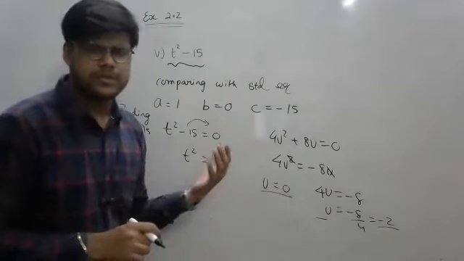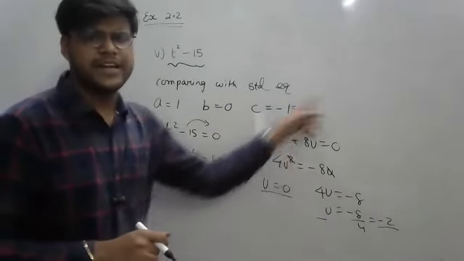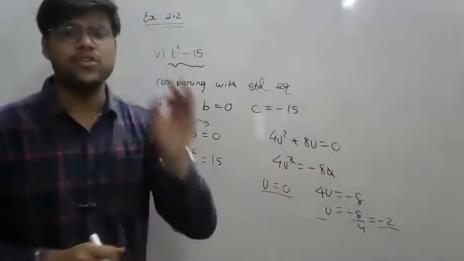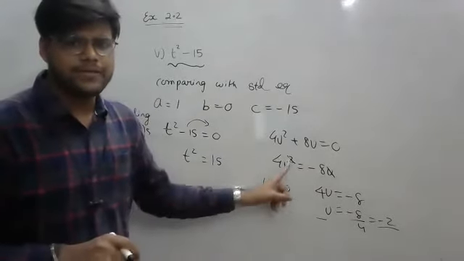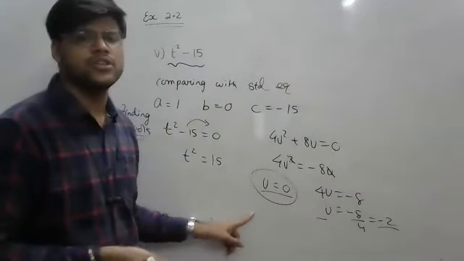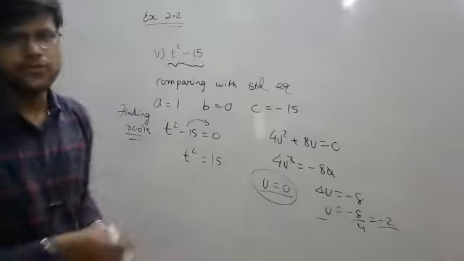If you understood the previous topic, great. 4u square plus 8u. What I am doing, instead of taking common, I am sending 8u to the right hand side. Now when I cancel one u, whenever you cancel a variable, cancelling a number will not be a problem. But whenever you cancel a variable, you have to take one case: what if that variable was 0, and then the remaining situation. From there you get one more value, so there are two values.